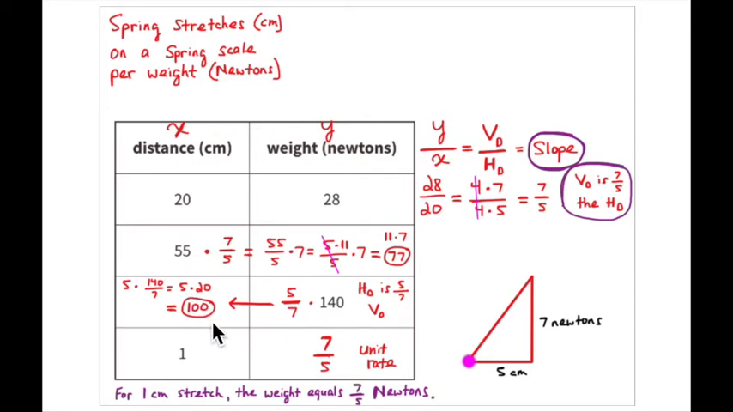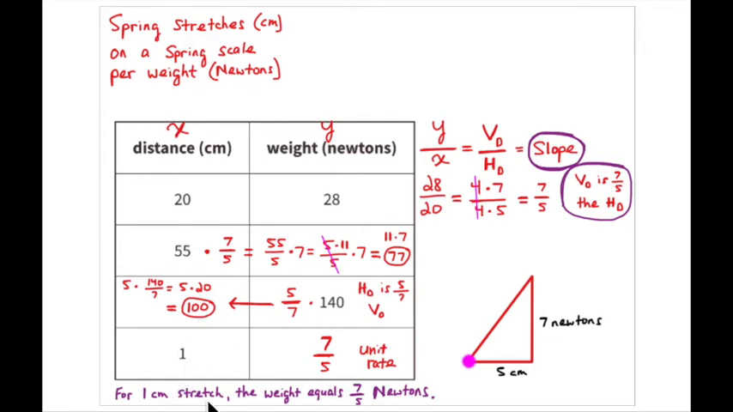So think about 100 divided into 5 equal parts. That's 20 for each of those parts. 140 is 7 of those parts. Think of 140 divided into 7 equal parts. Each part is 20. 100 is 5 of those parts. So you just have to go back and forth. Eventually, it will make sense to you.